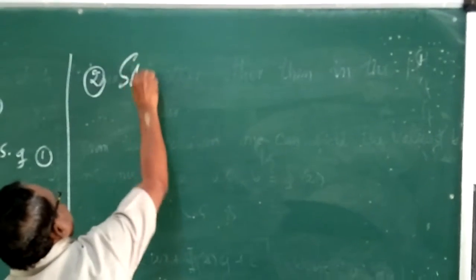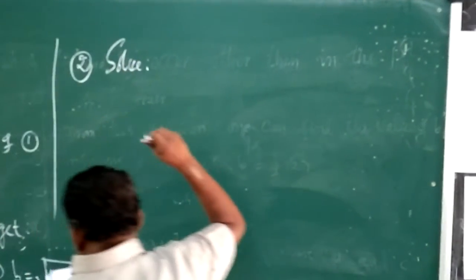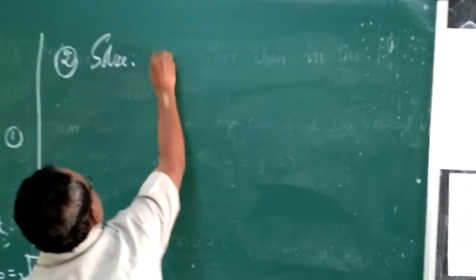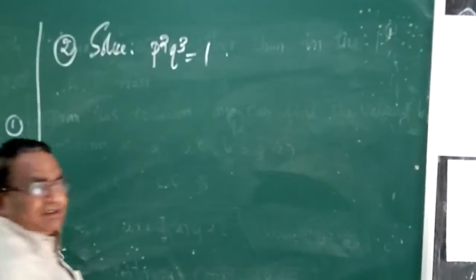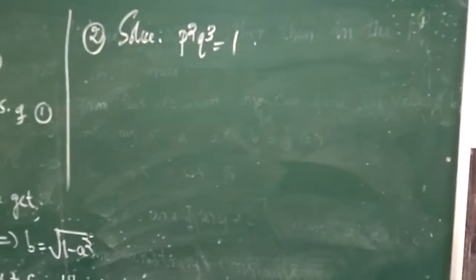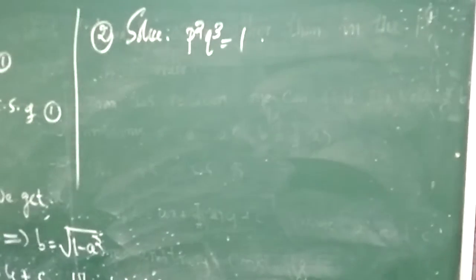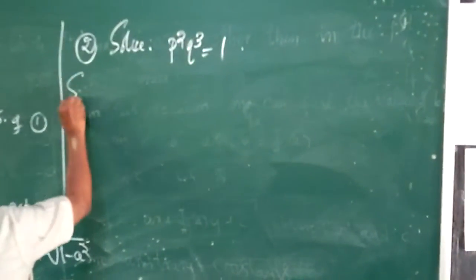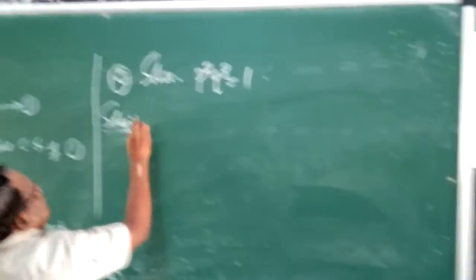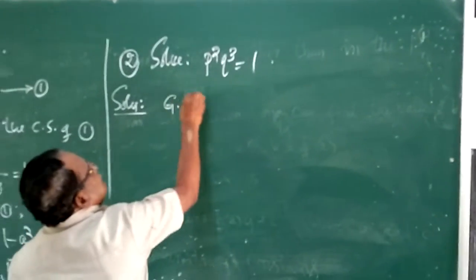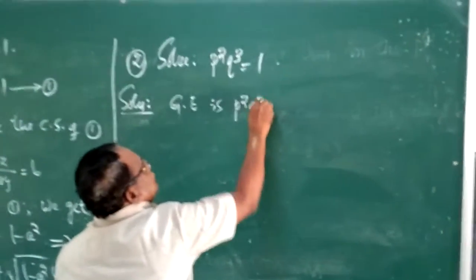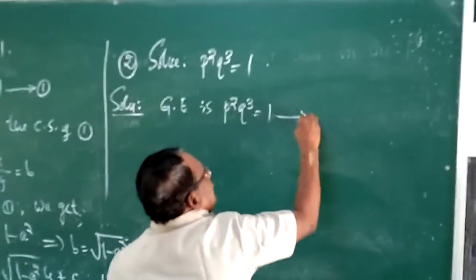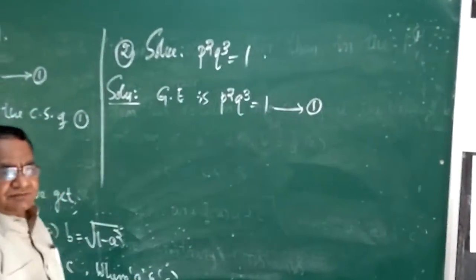Solve p squared into q cubed is equal to 1. Solution. First you write down the given equation. The given equation is p squared into q cubed is equal to 1. Call it equation number 1.